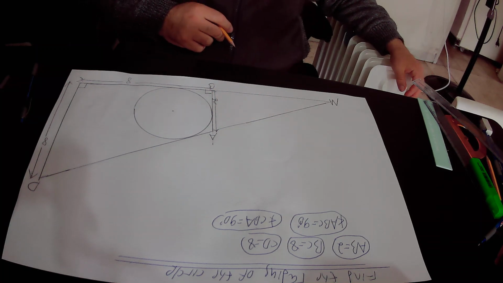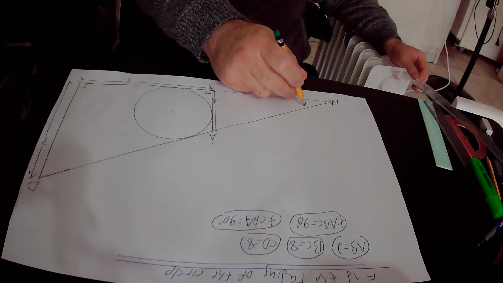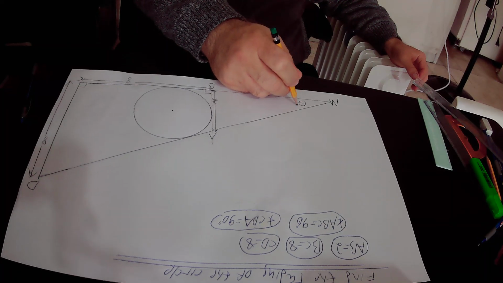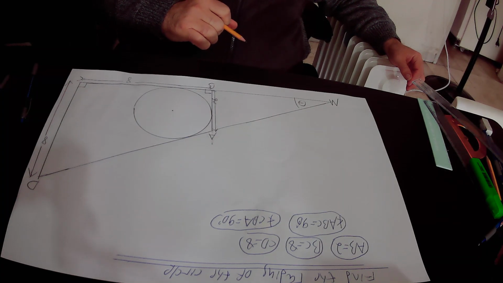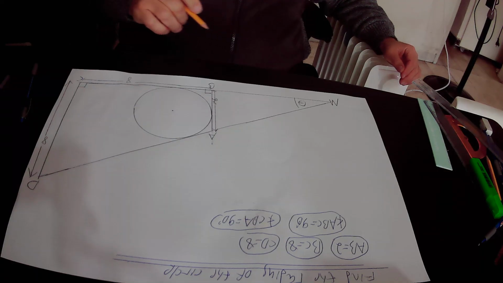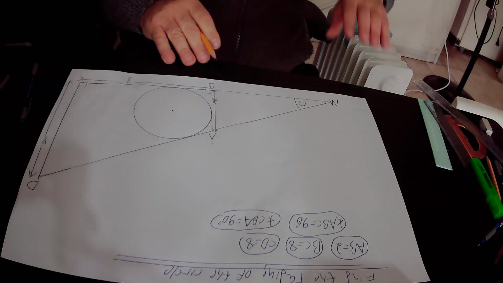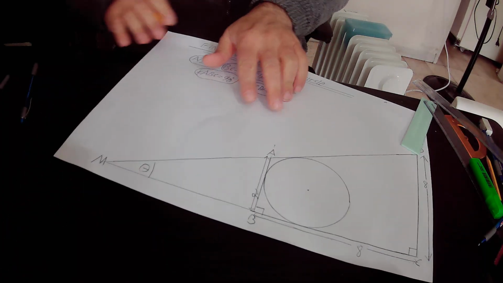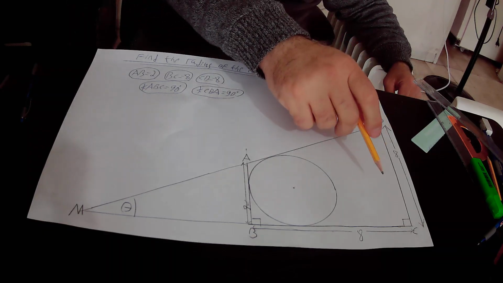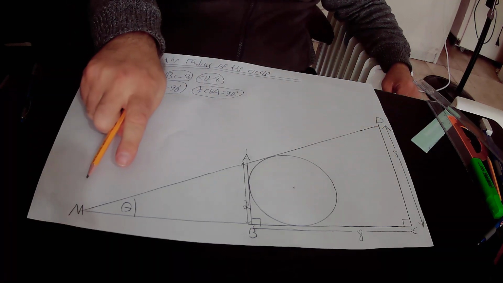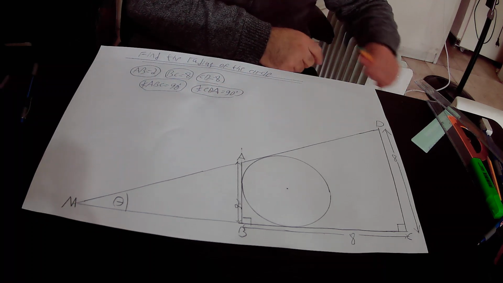We define this angle as theta. Actually, by doing this construction, we created the right triangle DCM. In this right triangle DCM, this angle equals 90 degrees, this angle equals theta, therefore the missing angle here must be equal to 90 degrees minus theta.